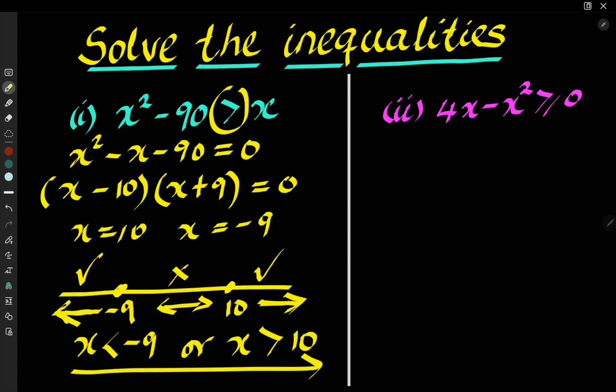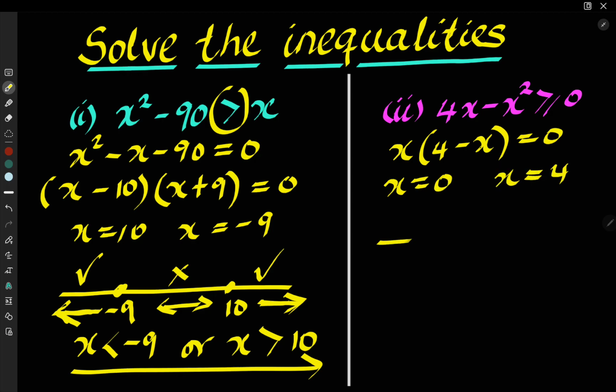Now, moving on to this example. So this one is quite easy. You just, again, solve for the critical values. Then you just factor out x. Then you're left with 4 minus x is equal to 0. Then x is equal to 0. And also here x is equal to 4. Then you just put your numbers on the number line. So on the number line, so that's a 0 and a 4.